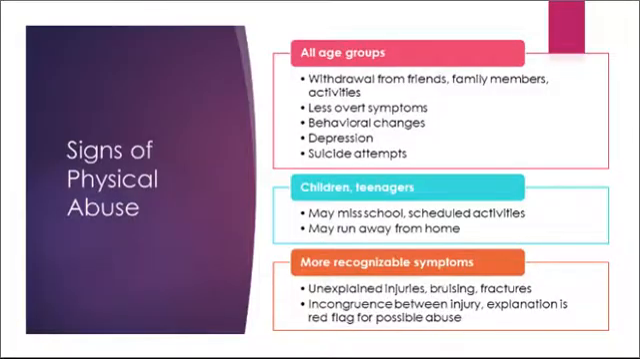Signs of physical abuse. You have physical manifestations of physical abuse, 2128, 2129. I just simplified that whole thing, and there are some pictures, figure 32-2. Withdrawal in all age groups, withdrawal from friends, less overt symptoms, behavioral changes, depression, suicide. Children and teenagers may miss school, with more recognizable or unexplained injuries, bruises. Incongruence between injury and explanation is a red flag.